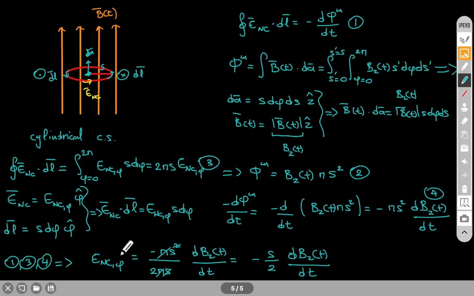Now this is the phi component. If you want to write the non-Coulomb electric field as a vector, just multiply this with phi hat, because that's the phi component, and you will get the non-Coulomb electric field.